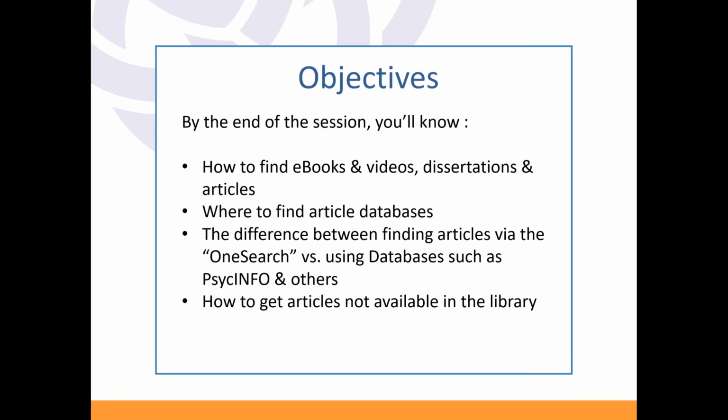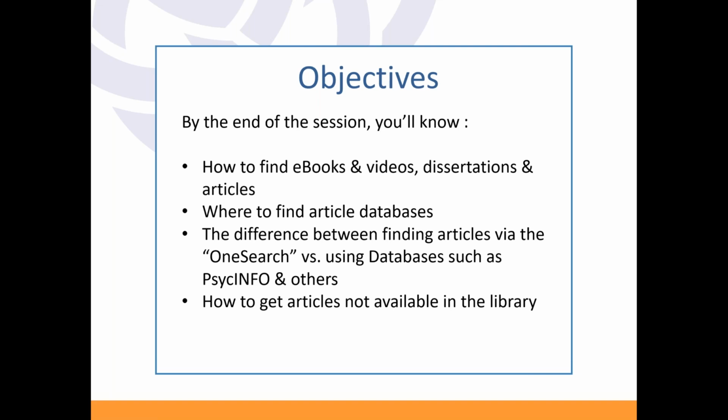Also, we'll cover how to find books, videos, dissertations, and articles, where to find article databases, and how to find the right article database for your topic. We'll also look at the differences between finding articles via OneSearch, which is our new search tool. If you are not a brand new student this week, you're probably familiar with our old search, which we call Discovery Search. I'll talk about the differences between OneSearch and our old system, and when you would use that versus a database like PsycInfo or some of our other subject-specific and multi-subject databases.